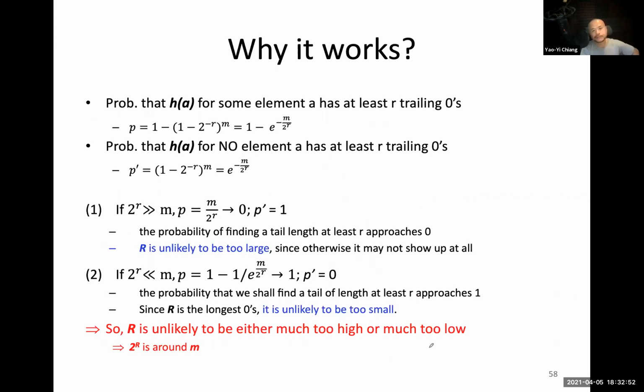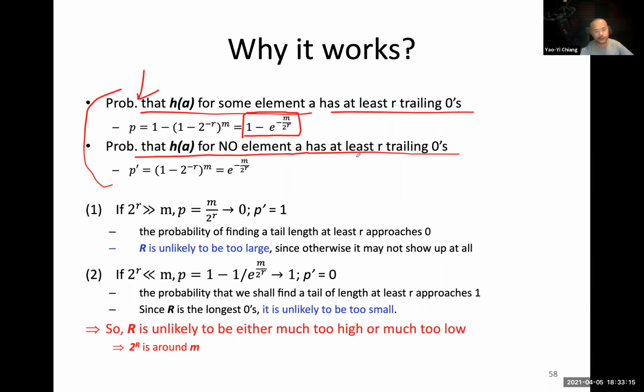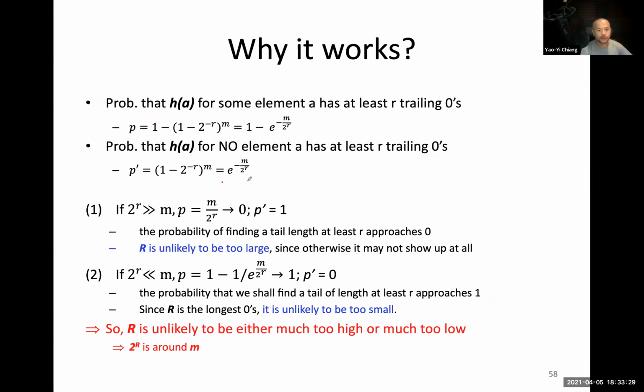But why does it work? Again, the probability that the hash function for some element a will have at least r trailing zeros is this. So the complementary probability to this is the probability that the hash function for no element a will have these r trailing zeros, no element, right? So 1 minus p will be this, right? So this cancels out, and you have this. Cool. All right, we have this so far. And this is to show you why it works.